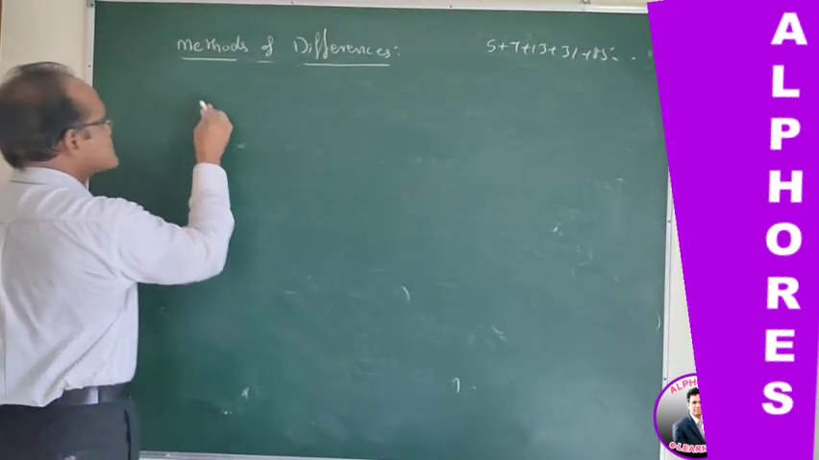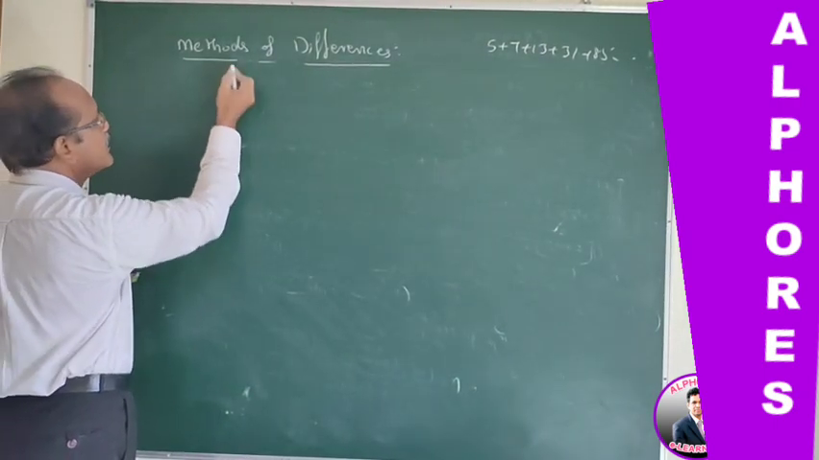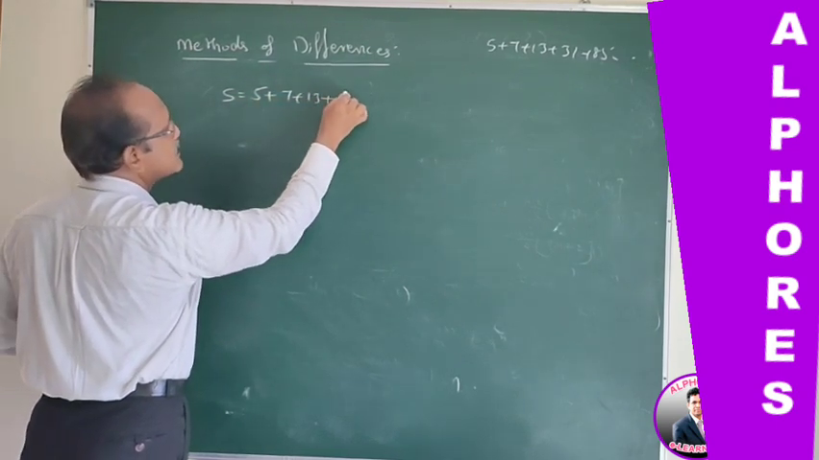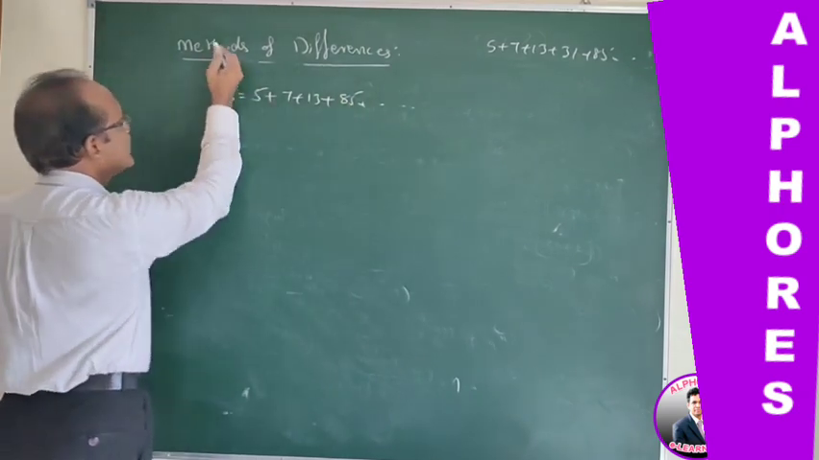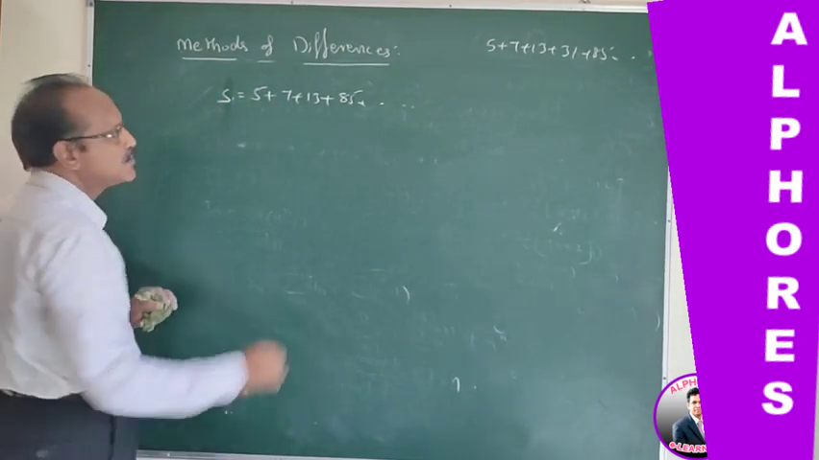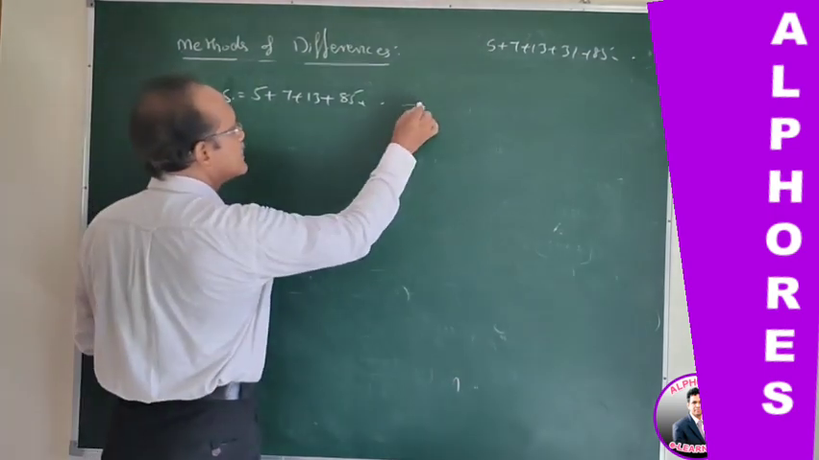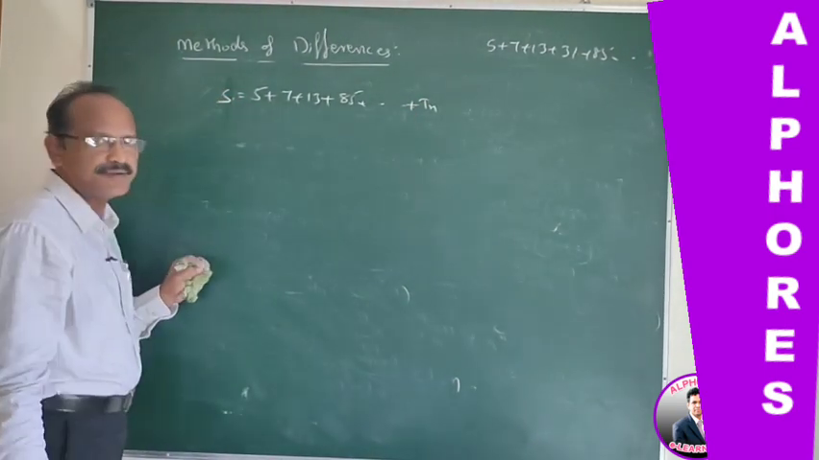Right. Sum of the series 5 plus 7 plus 13 plus 31 plus 85 and so on. Let the series be S. We have to calculate the sum to n terms. Let the nth term of the series be Tn.